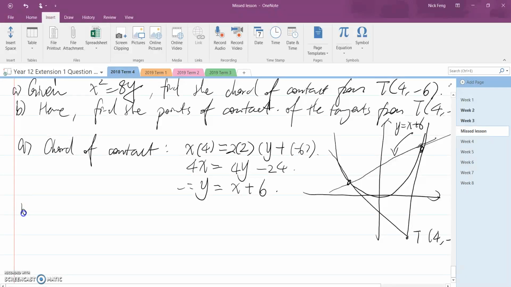In order to find out the points of contact, of course, now you're going to solve the chord of contact simultaneously with your parabola again. So y equals x plus 6 and x squared equals 8y simultaneously.